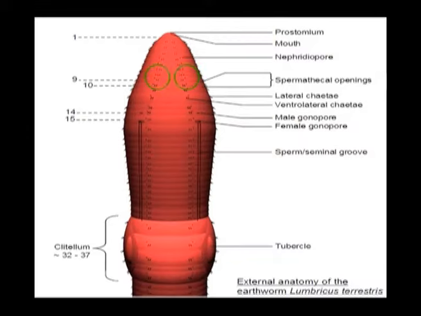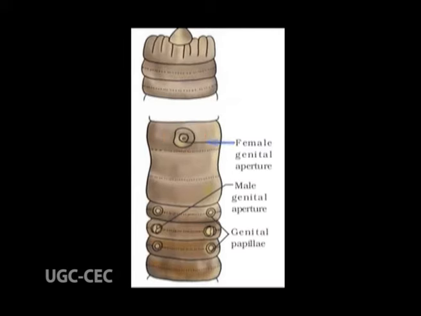Spermathecal pores. In the anterior side of the 6th, 7th, 8th and 9th segments, a pair of spermathecal pores, which are 4 pairs in total, lie in each intersegmental groove, which are situated ventromedially. The spermathecal pores are small elliptical apertures. About the female genital pore. The female genital pore is a single median opening on the ventral surface of the clitellum on the 14th segment. The animal expels out the ova through this opening.